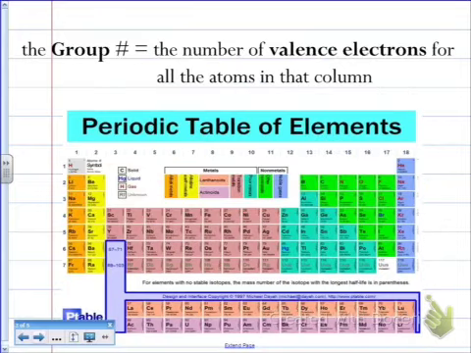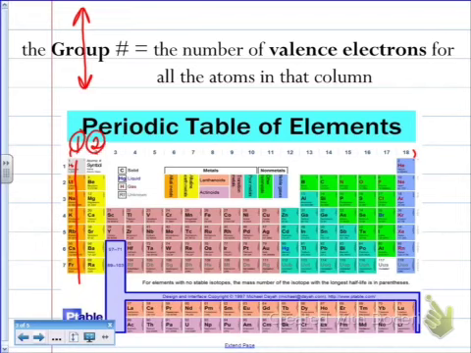Now, this is really going to be important when we talk about bonding, so make sure you listen carefully. The group number tells us the number of valence electrons for all the different atoms, the different elements in that column. We know that groups go up and down, and that there are 18 of them on the periodic table, as we see at the top here. So here's the secret. Every element in group 1 has 1 valence electron. Hydrogen, lithium, sodium, potassium, they all have 1. Everything in group 2 has 2 valence electrons.